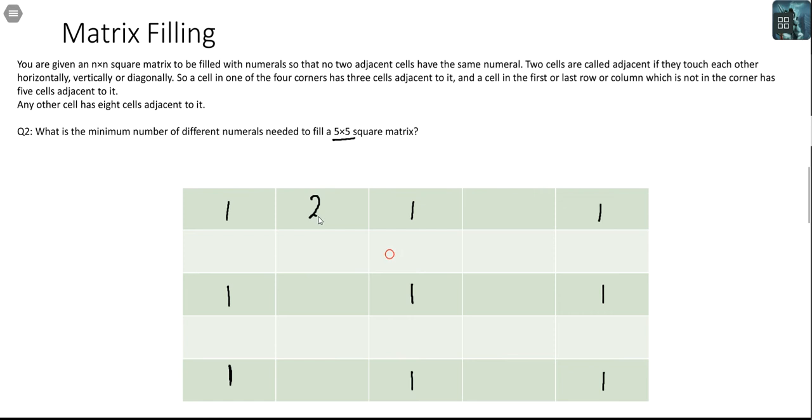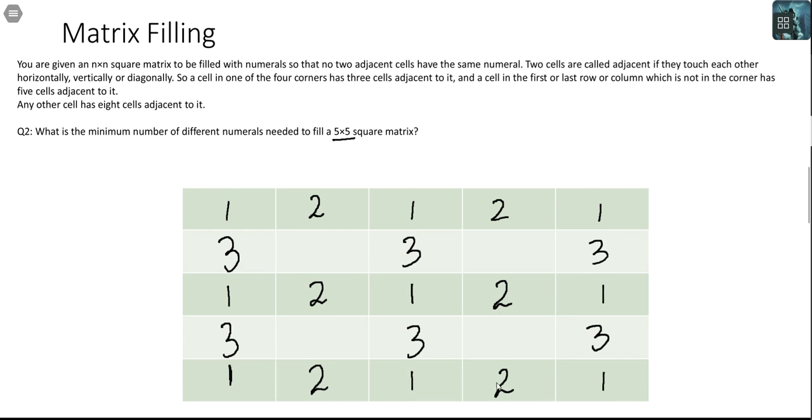If I use 2 here, I can use 2 here, and here, and in all the other valid cells. Very structured, very proper in my processing. If I use 3 here, I can use 3 here, and here, and in the other valid cells. Now I have 4 boxes left. Let me fill them up with 4 only.